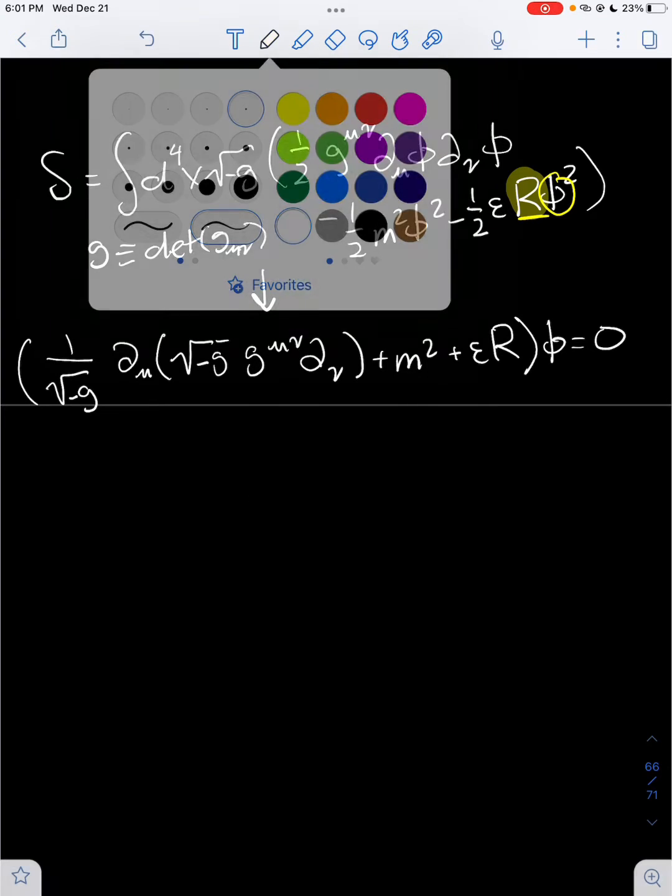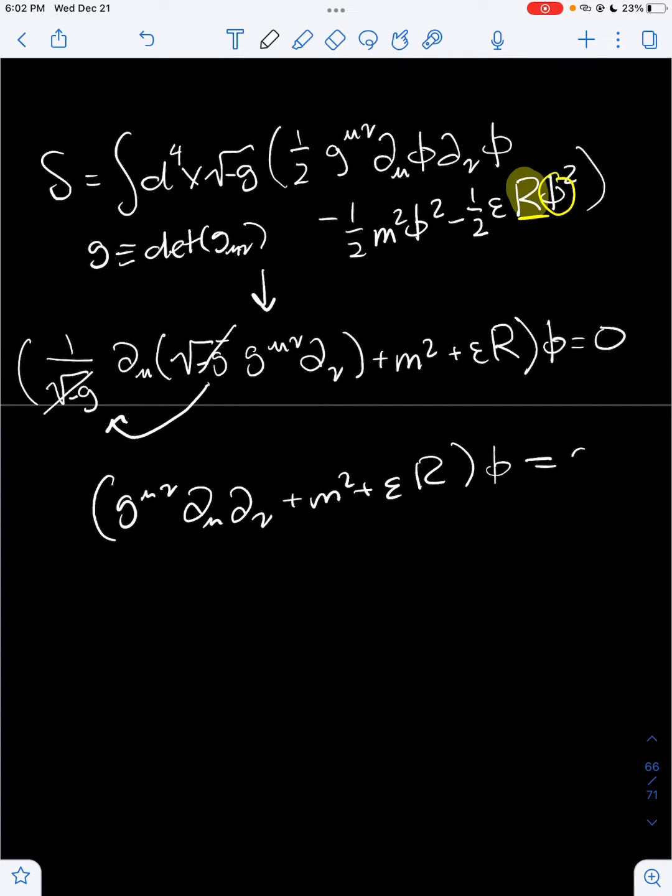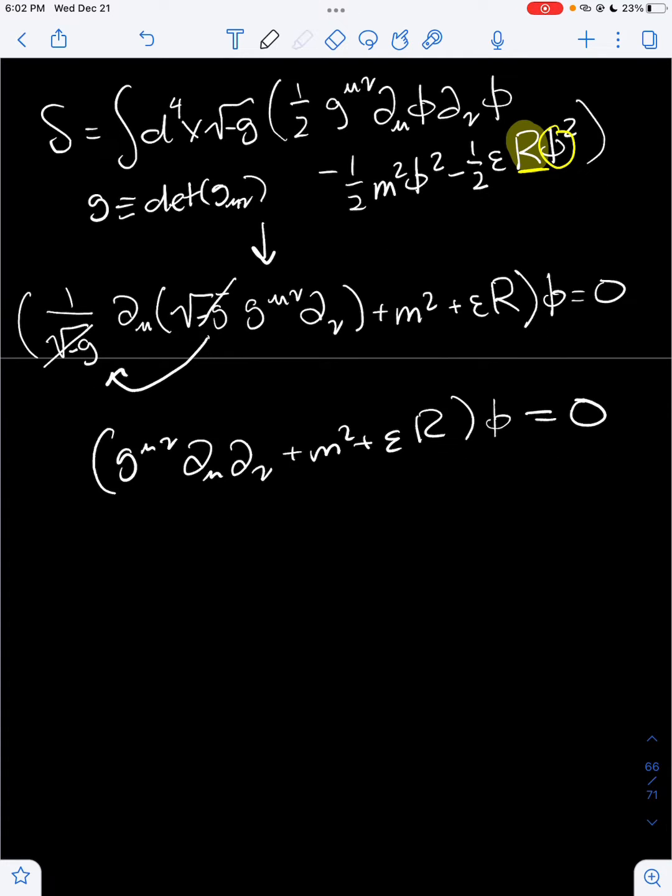So that means that we can just move this to the front, and these will cancel out to give us 1. And we can also move this to the front as well. That will just give us g^{μν} ∂_μ ∂_ν plus m squared plus ε R, times our field, equals 0. Now, we can look at this term right over here that's coupling the Ricci scalar to our quantum field.